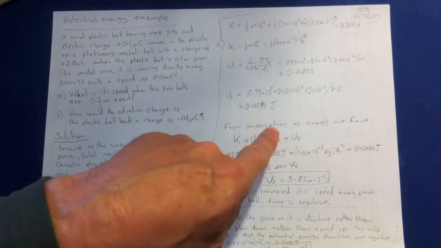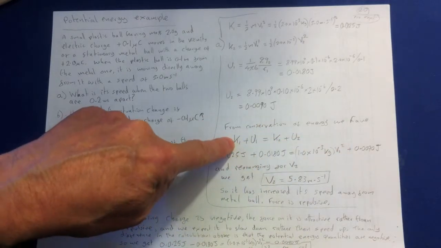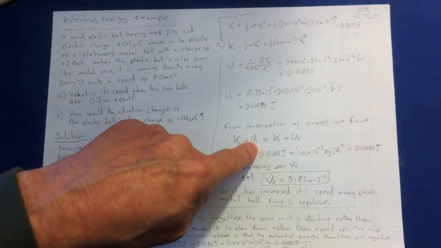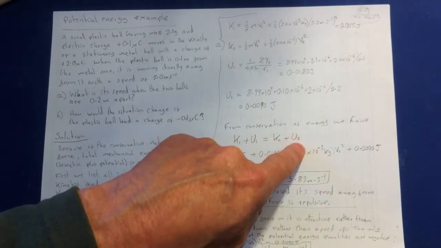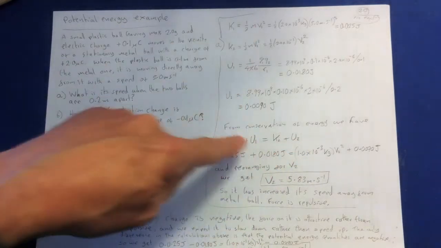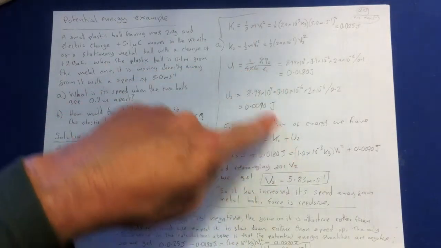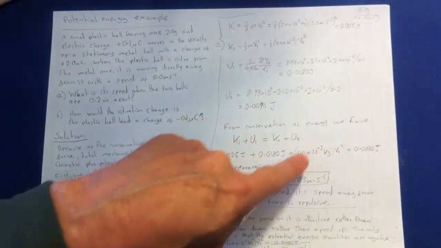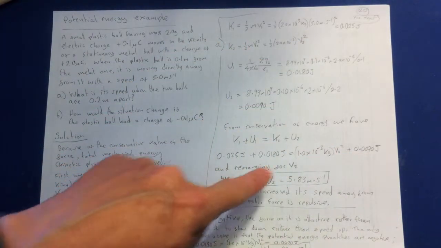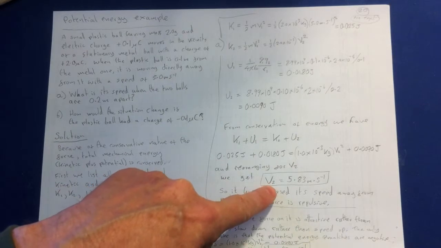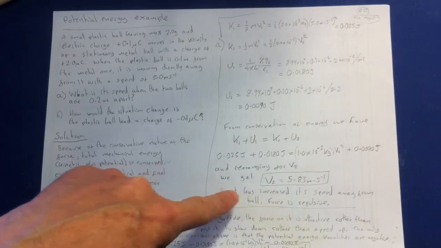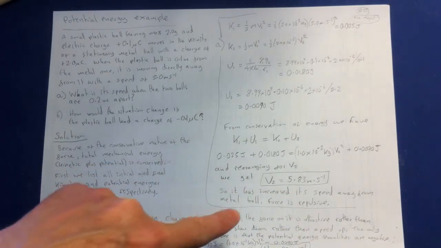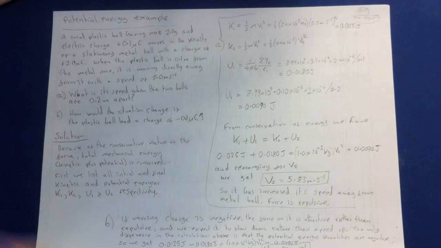From conservation of energy, the initial kinetic energy plus the initial potential energy is equal to the final kinetic energy plus the final potential energy. We plug all those in. The only unknown is V2. We plug these in and rearrange for V2, and we get V2 equals 5.83 meters per second. So the speed has increased away from the metal ball, so we know the force is pushing it away; it's repulsive. That's the answer for part A.